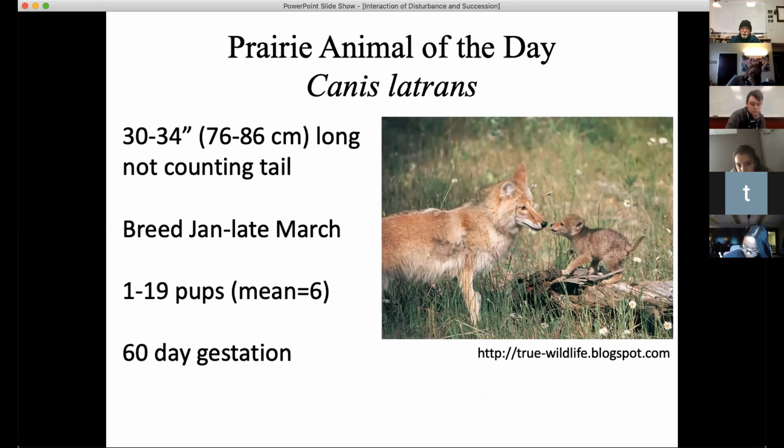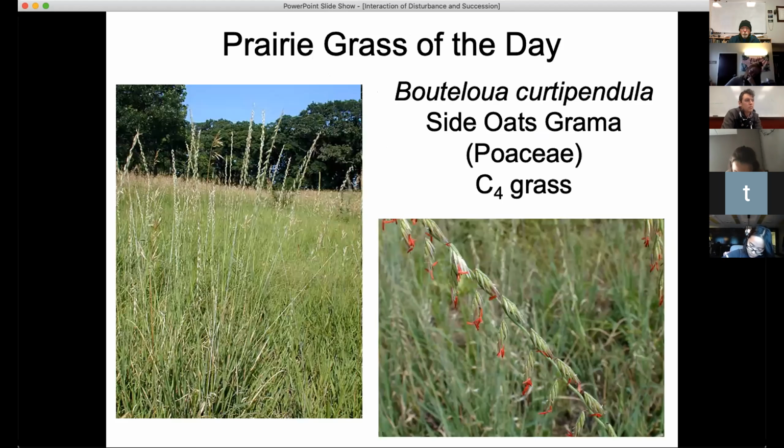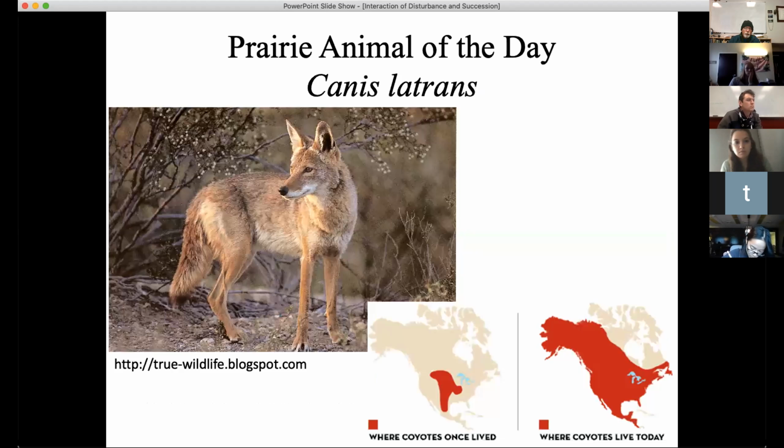They breed in the first part of the year. They can have lots of pups. This also contributes to them being able to colonize areas disturbed by humans. The pups obviously are cute as can be. Relatively quick gestation time, once again contributing to high reproductive output, which once again makes them good colonizers and a mammal species that is able to cope with disturbance fairly well. So one grass, Pseudosperma, one plant, Missouri goldenrod, and one animal, the coyote.